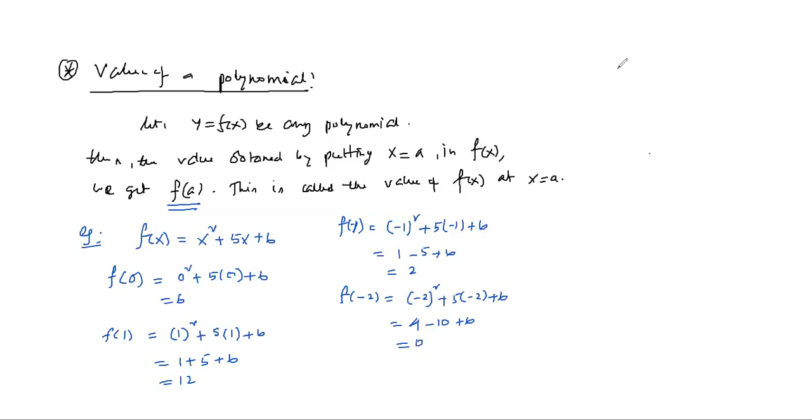So see, quite a few values I have found. This is the value at x equal to 0. This is the value at x equal to 1. This is the value at x equal to minus 1. This is the value at x equal to minus 2. Please note it down immediately. And once you note down, please inform me.